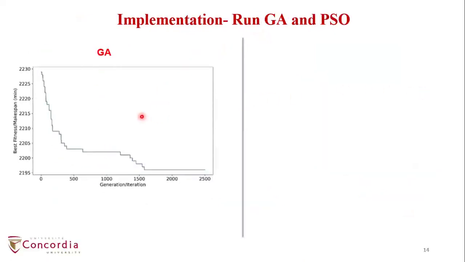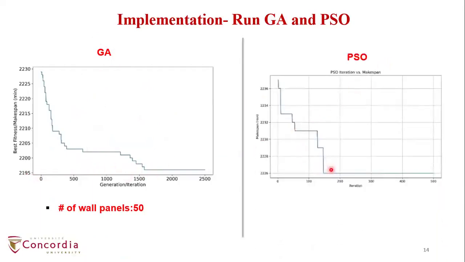Then we randomly chose 50 wall panels and ran GA and PSO on these 50 wall panels. From here, you can see that GA provides a minimum makespan of around 2,194 minutes, while PSO can reduce the completion time to 2,226 minutes. That means GA provides a better result than PSO in terms of minimizing the makespan.